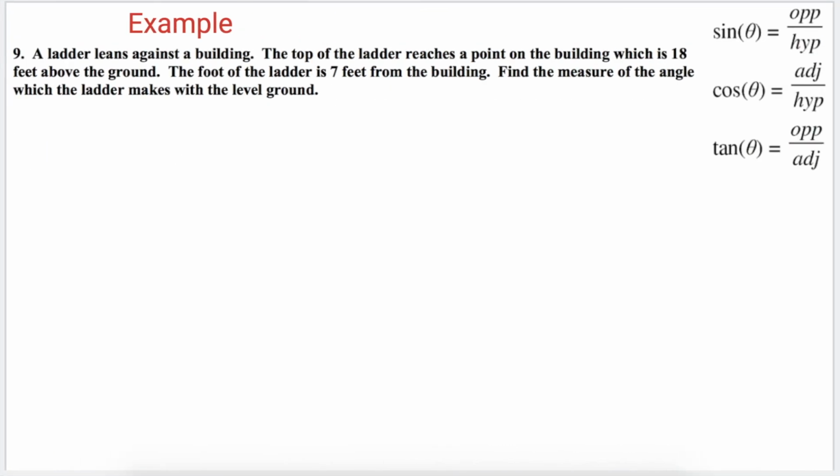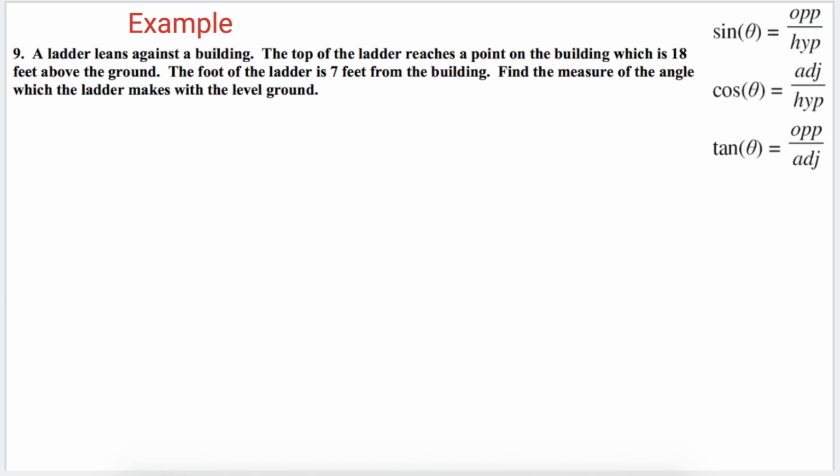The third example we're going to look at says a ladder leans against a building. The top of the ladder reaches a point on the building which is 18 feet above the ground. The foot of the ladder is 7 feet from the building. Find the measure of the angle which the ladder makes with the level ground.